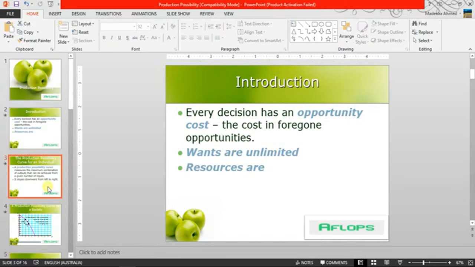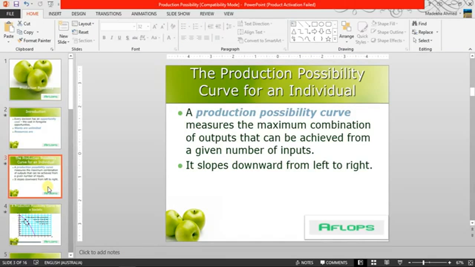Now, what is a production possibility curve? Production possibility curve can be defined as the graphical representation of the optimum maximum combination of outputs that can be achieved from a given number of inputs. Every point on the curve represents an output that can be attained by an economy by using its existing resources in the most efficient possible manner. The production possibility curve slopes downward from left to right.